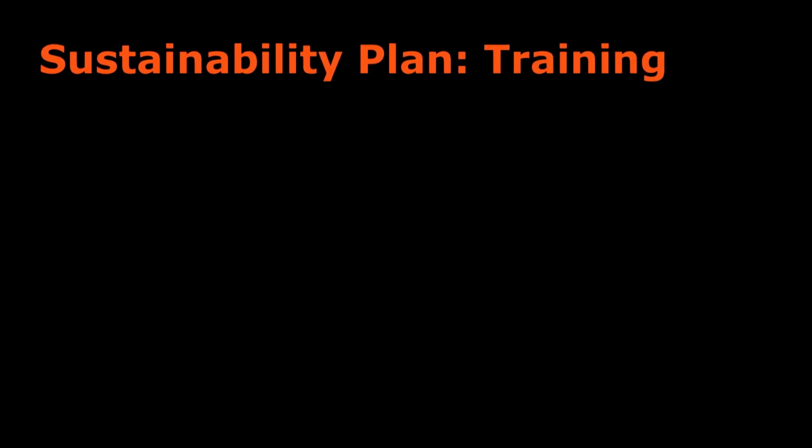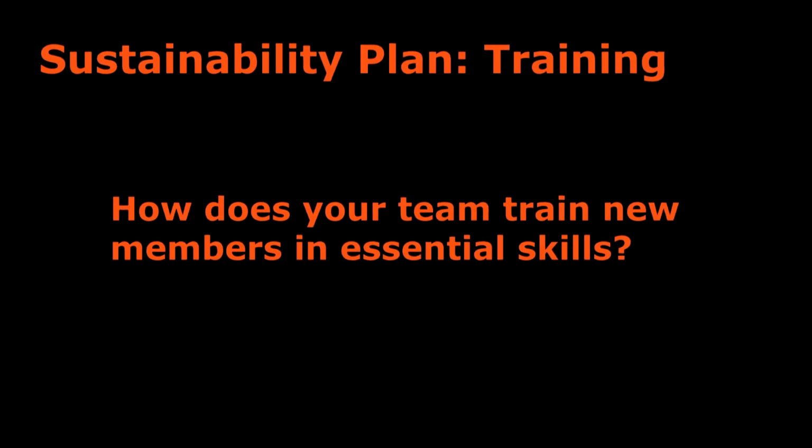After you lay out your goals, you need to address how you train your rookie members and how you plan on staying competitive. On some teams, the older members teach classes for the newer members. Sometimes, mentors teach the new members. However your team teaches new members, you need to record it in your sustainability plan.